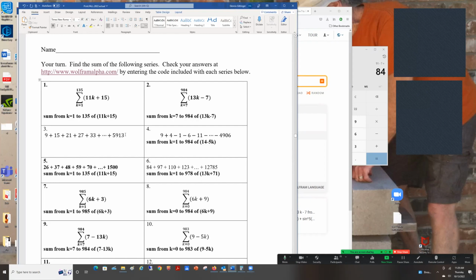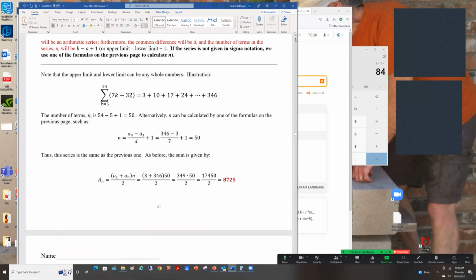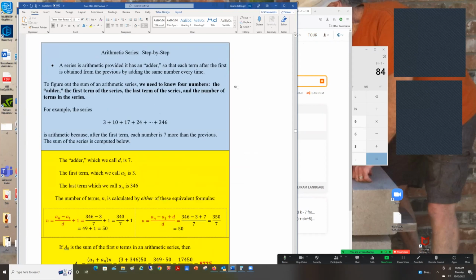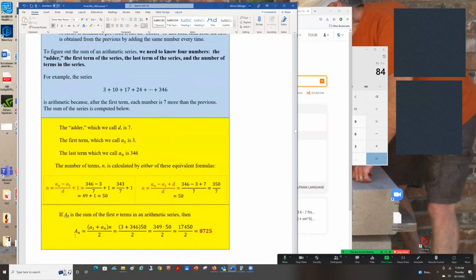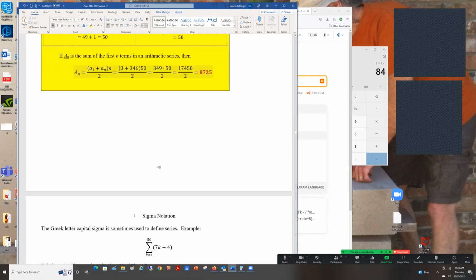Well, so you could use, and it would be a really good idea to get good at this, you could use this formula which says if capital A sub n is the sum of the first n terms, here it is. It's the first number, A sub 1, the first number in the series. Like here it was 3, and 346 was the last number, times the number of numbers divided by 2. Okay.